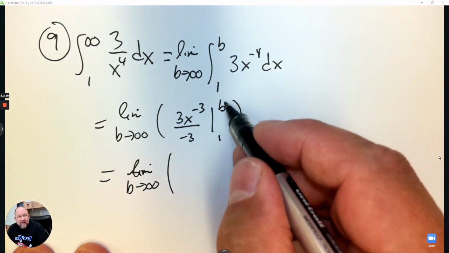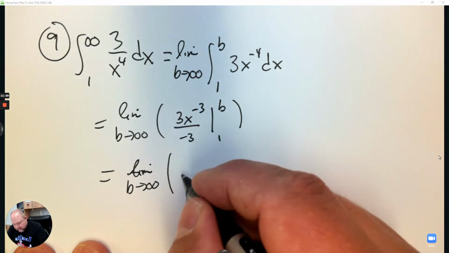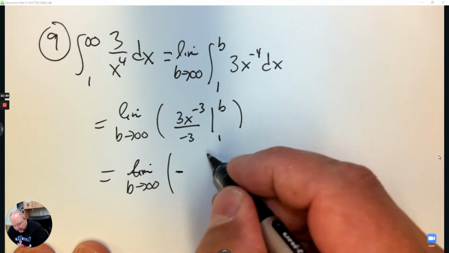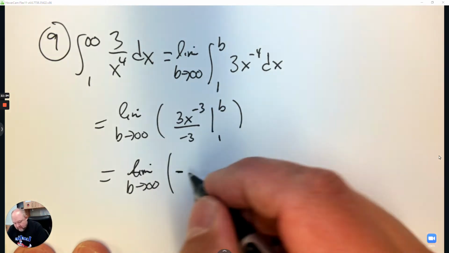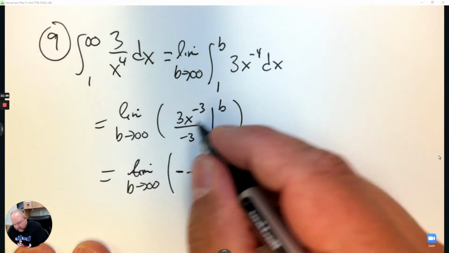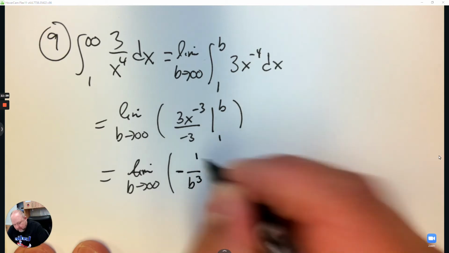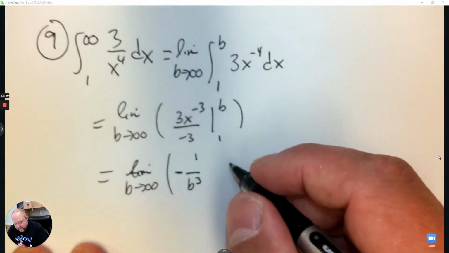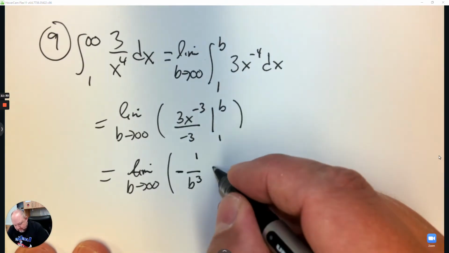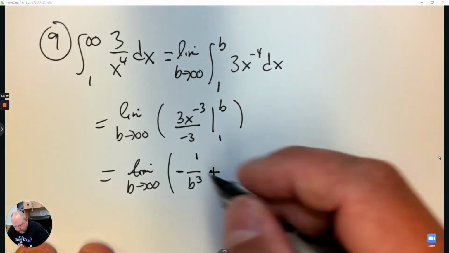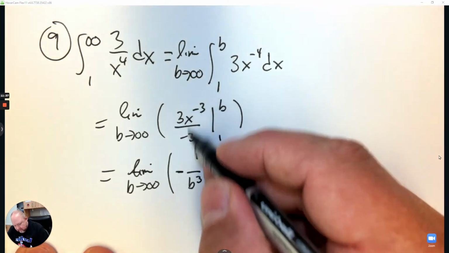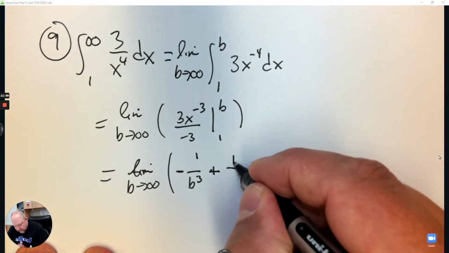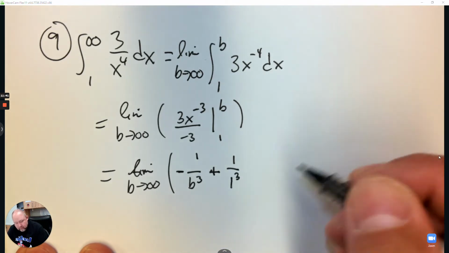So when I plug in b, the 3's cross out, and I'm going to make it calculus friendly. So it's negative. X to the negative 3 really goes in the denominator. So put in b for x. So this is what it looks like when you simplify it. When you subtract a negative, you're adding. And again, the 3's cross out. So it's 1 over 1 cubed.